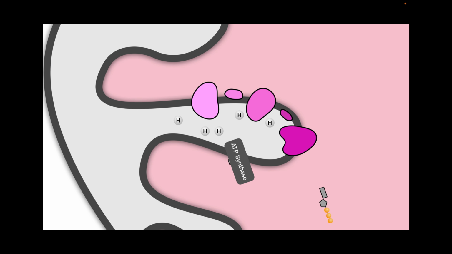If working at full capacity, which is very rare, oxidative phosphorylation produces up to 28 ATP molecules, meaning that roughly 32 to 34 net ATP are produced during both glycolysis and oxidative phosphorylation.